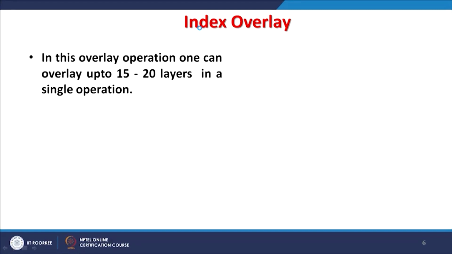Now, there is another way of doing overlay, based on the index. This overlay operation can overlay up to 15 to 20 layers in a single operation. Because once we have set a two-dimensional table, only two maps can be overlaid. But in an index map, we can theoretically overlay as many as we want, but practically, even when overlaying 10 maps, we have to really understand and utilize the output which it would create.